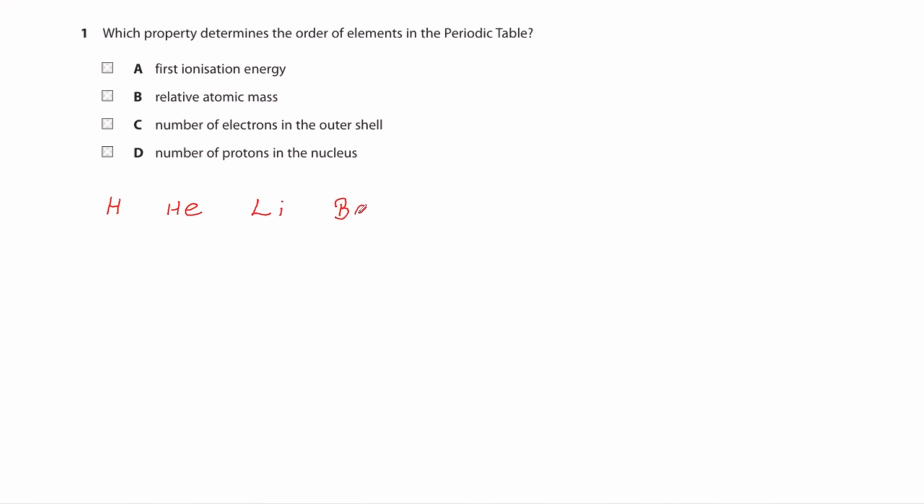beryllium, and you can see that hydrogen has 1 proton in its nucleus. Helium has 2 protons in its nucleus. Lithium has 3 protons in its nucleus. Beryllium has 4 protons in its nucleus. And if I take the next element, boron has 5 protons in its nucleus. So the elements in the periodic table are arranged based on the number of protons in the nucleus. So therefore our answer for the first question is D.